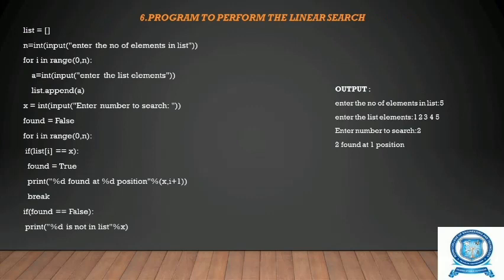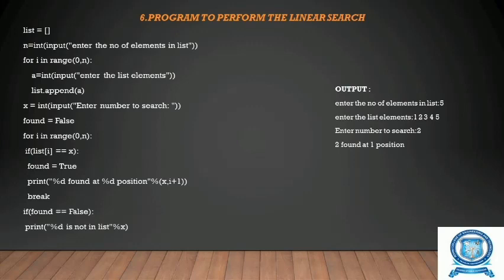Okay, so next task is to write a program to perform the linear search. Linear search is where we are going to search for an element in the list of elements. First we are entering the empty list, that is list is equal to open bracket and close bracket, so that is an empty list. Then n is equal to input. We are getting the number of elements, how many elements we are going to give in the list, that number we are going to give as input and store it in the n variable.